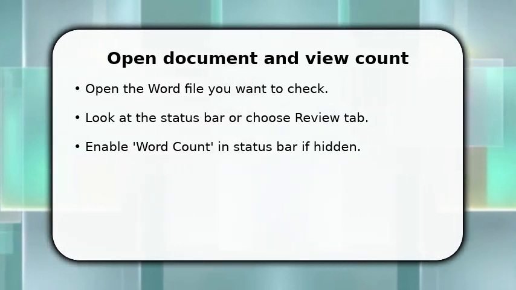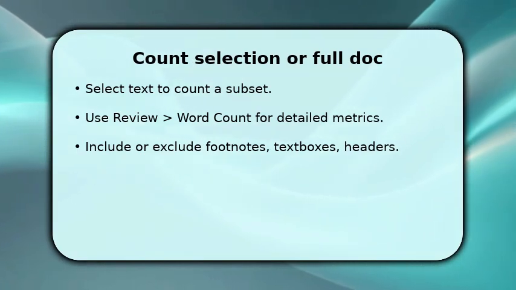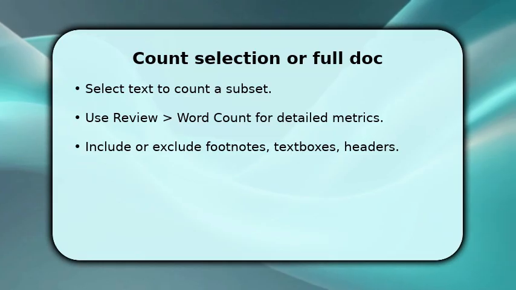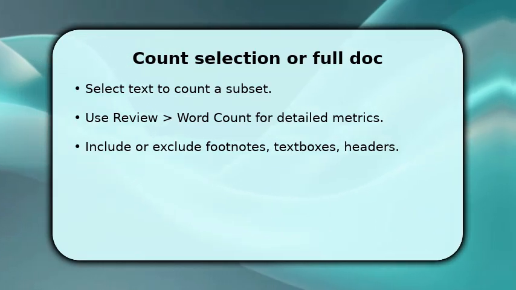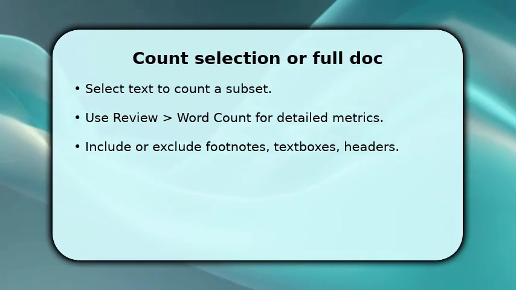Now decide whether you need the whole document or just a selection. Select the text you want counted. Once selected, choose Review, then Word Count. Word will show words, characters with and without spaces, paragraphs, and lines.